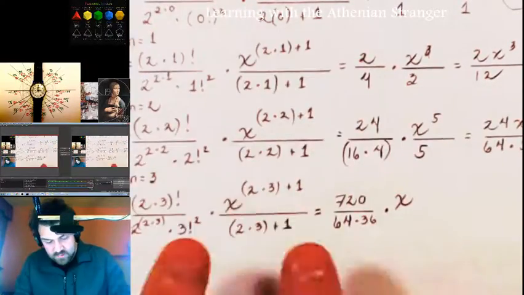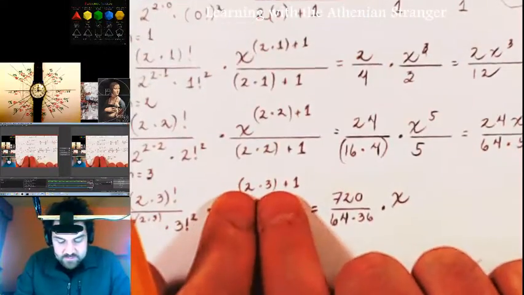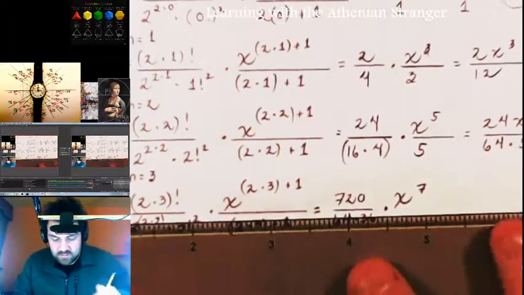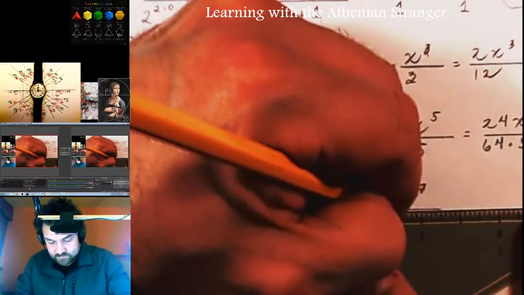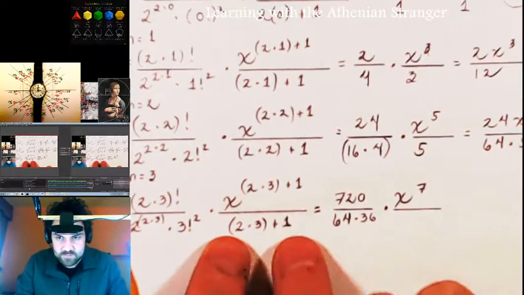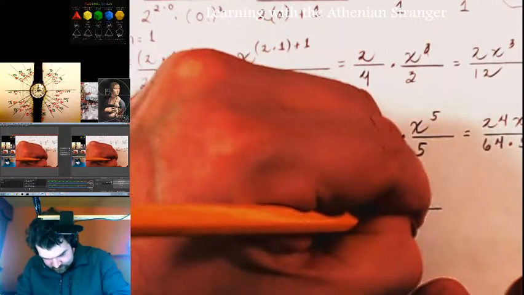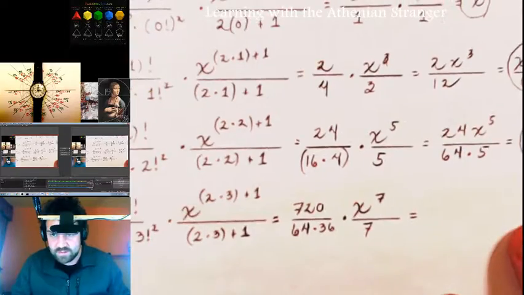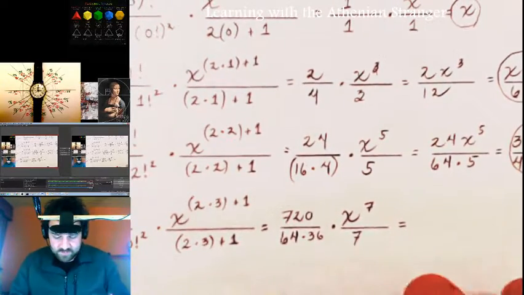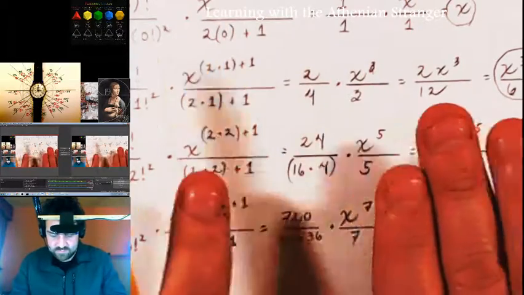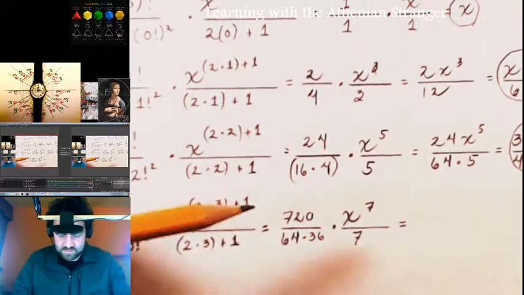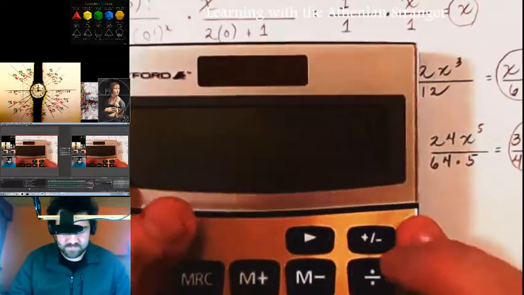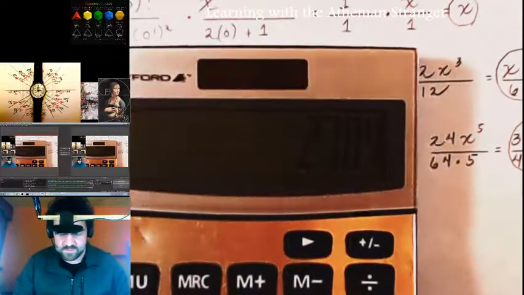X raised to 2 times 3 is 6 plus 1. That's 7. X to the 7th, all over, now let's go over here, 2 times 3 is 6 plus 1 is 7. Okay, now what? Well, let's just write it all out and see what we get. And like before, I'm going to leave this part of the equation separate from this part of the equation. So what is 64 times 36? 64 times 36 equals 2,304.